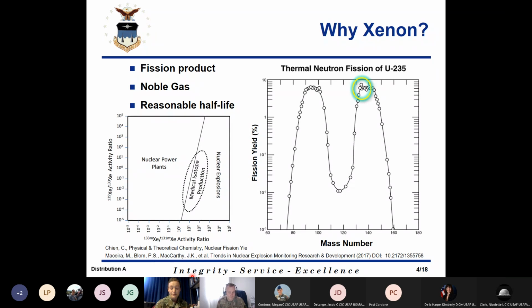And then last, it has a reasonable half-life. The isotopes that I mentioned in the previous slide, or that you saw on the top, range from 9 hours to a couple weeks. This is beneficial because if the half-life was around a couple seconds, it wouldn't really be useful for collection and later analysis. So we can collect it, which makes it usable. And if you look at this image on the left here, it shows that if you make ratios of different xenon isotopes, you can see whether this emission was from a nuclear power plant, a nuclear explosion, or a medical isotope production facility.